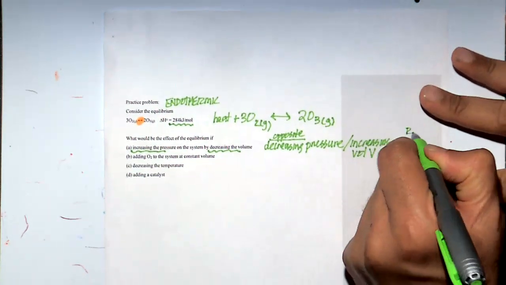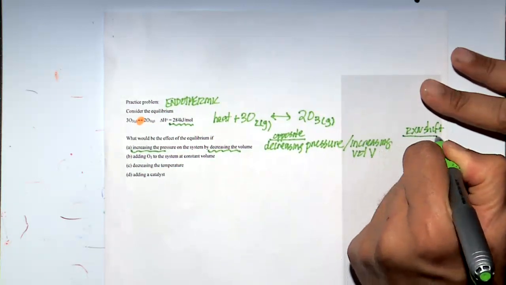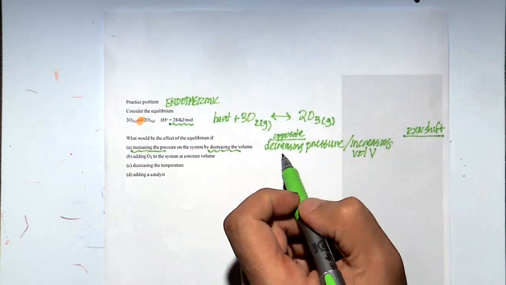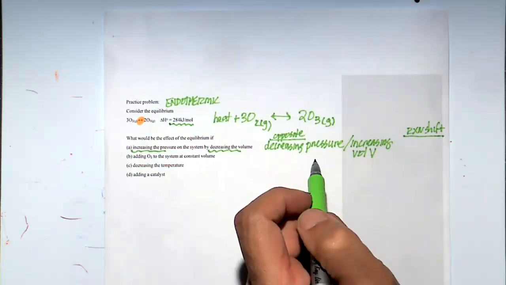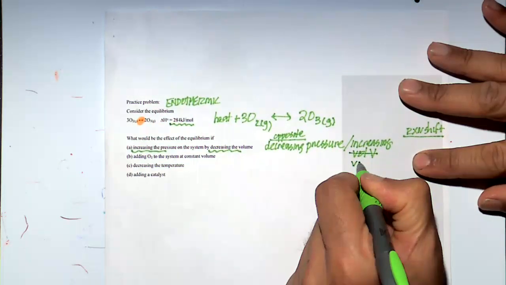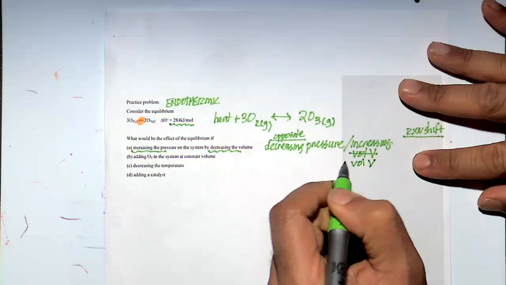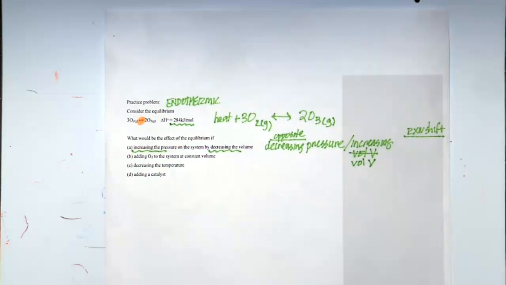Which way will the reaction shift? It's going to shift to the side that has less pressure and more volume, which is the same thing. So which side is that? Reactant side or product side? Product side.